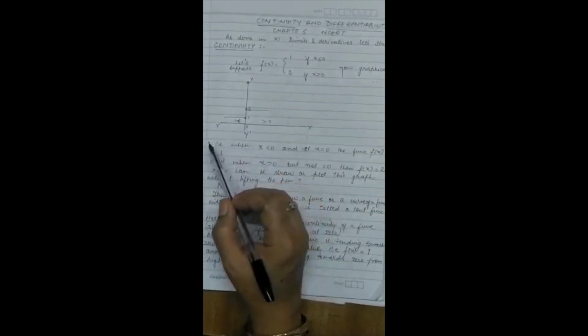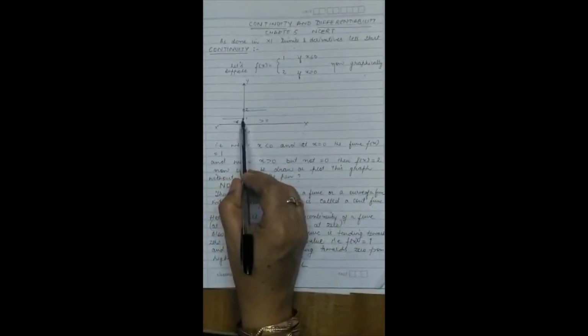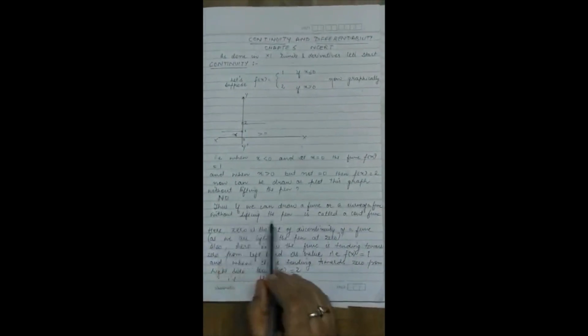So just tell me, to make this graph, could I draw this graph without lifting the pen? Could I do this continuously? You all will say no, because here I have to take a halt to go to this one, right? So if we can draw a function or a curve of a function without lifting the pen, then that function is called a continuous function. Listen once again, if we can draw a curve of a function without lifting the pen, then that function is called a continuous function.